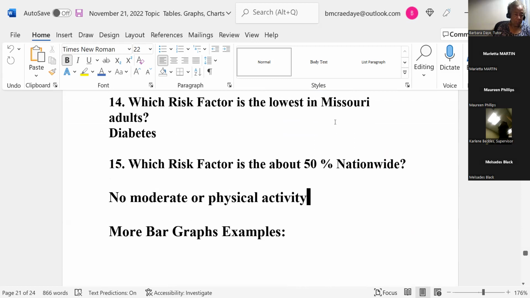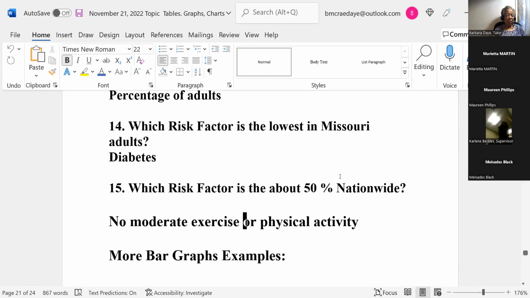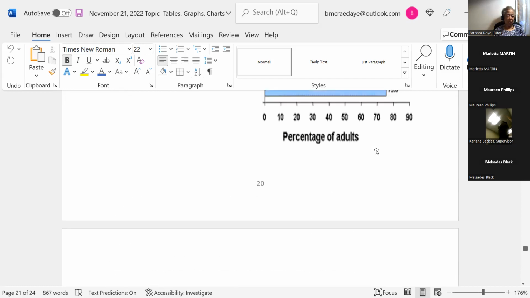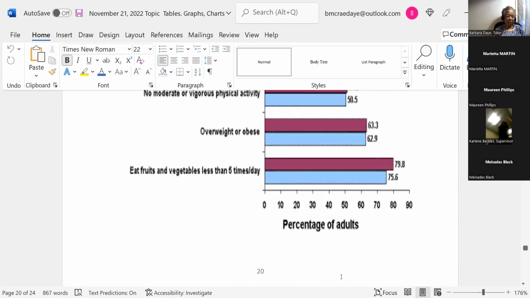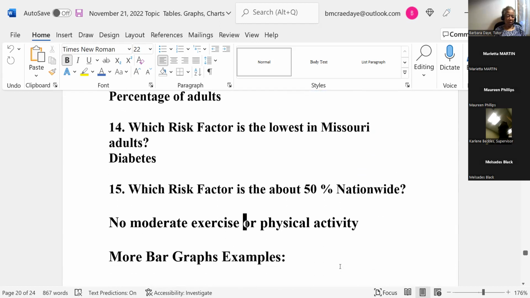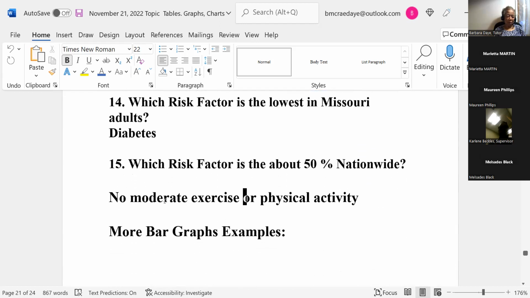Was it no moderate exercise? I think it was. EXERC: no moderate exercise or physical activity. So we put just what was on there. Okay, no moderate or vigorous physical activity. That would be the answer.